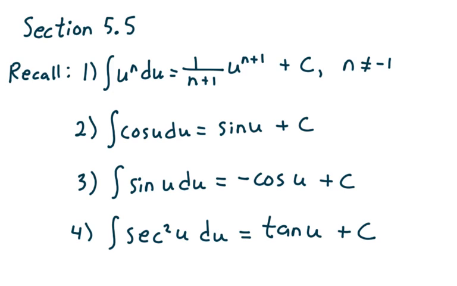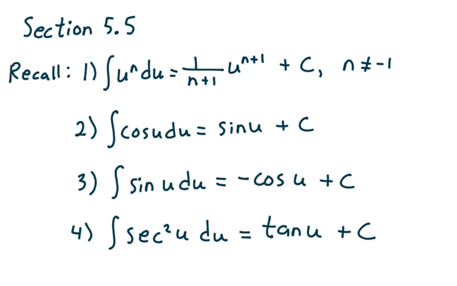Number 2, the integral of cosine of u du is sine of u plus c. Number 3, the integral of sine of u du is negative cosine u plus c. Number 4, the integral of secant squared u du is equal to tangent u plus c. So even if you look at number 4, if I take the derivative of tangent of u plus c with respect to u, I will get secant squared of u.